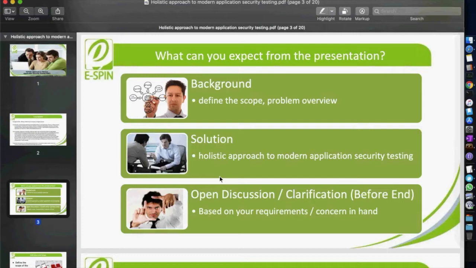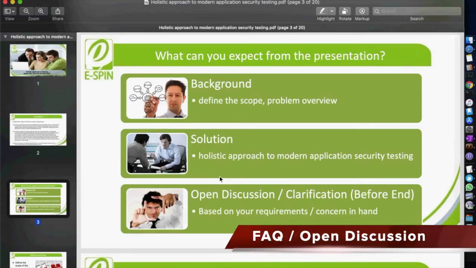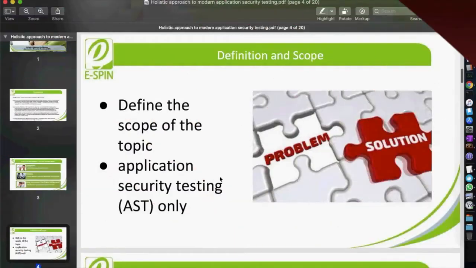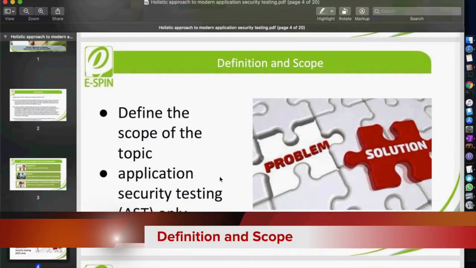Why are we proposing a holistic approach to modern application security testing? It will work on the scenarios to address all the problems that will be encountered by most typical enterprise users. And then of course we set aside some time, based on how much time we have, for open discussion, clarification and so on. First, we will define the scope of the topic.